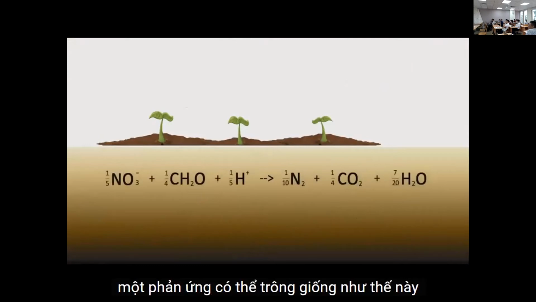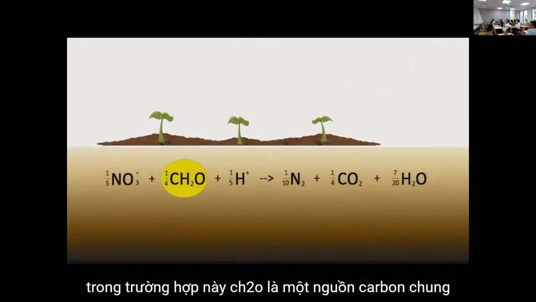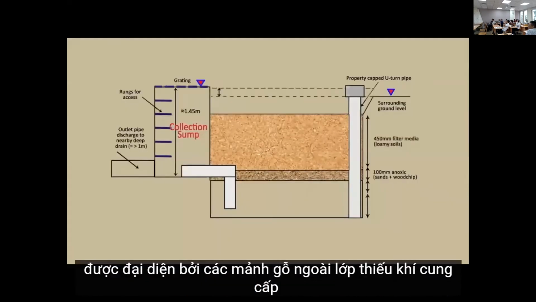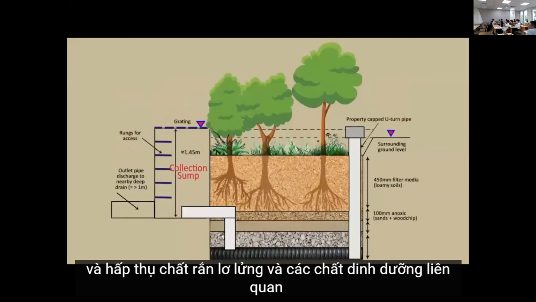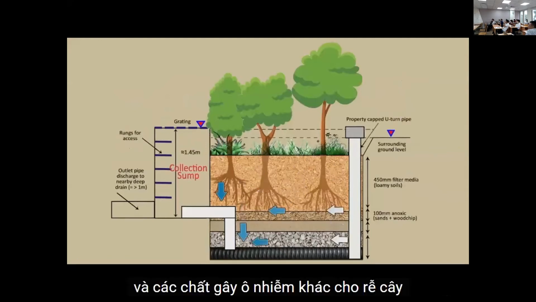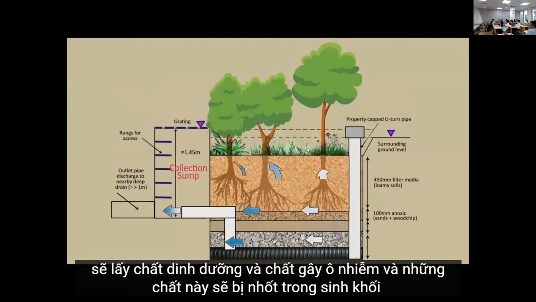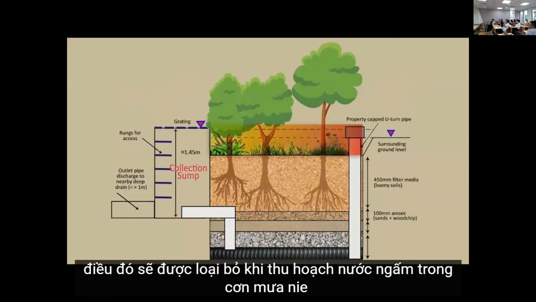In this case, the CH2O is a generic carbon source that is represented by the wood chips. In addition to the anoxic layer providing a level of treatment, the plants and substrates will filter and absorb suspended solids and associated nutrients and other contaminants. The roots of the plants will take up nutrients and contaminants, and these will be locked in the biomass that will be removed upon harvesting.